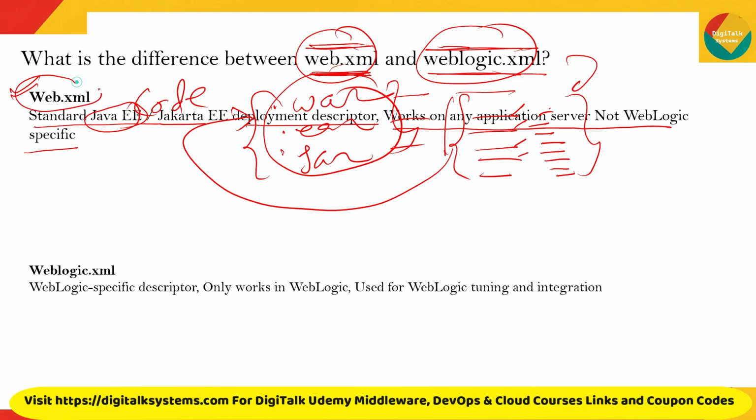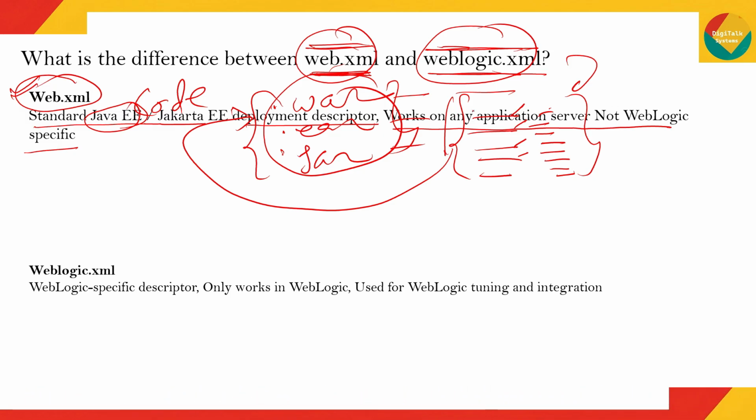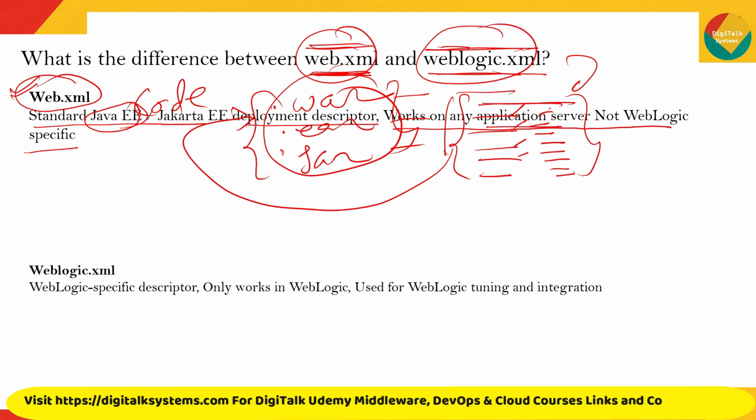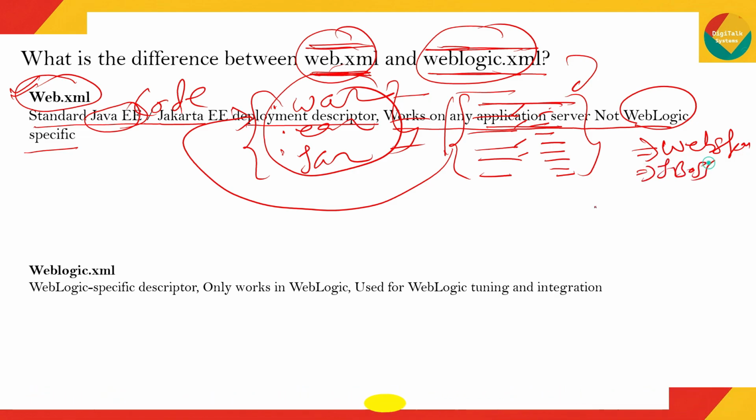So that means this web.xml file contains descriptors which can be deployed across any application server from the compatibility perspective. It's not about WebLogic. Maybe you are going for WebSphere. WebSphere is again a Java-based application server from IBM. Maybe you are going for the JBoss application server.